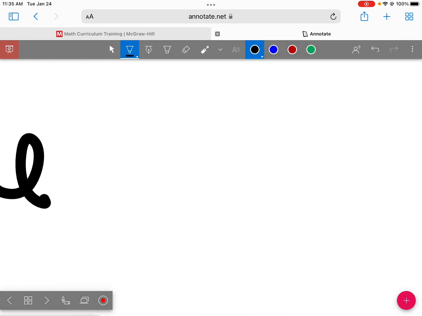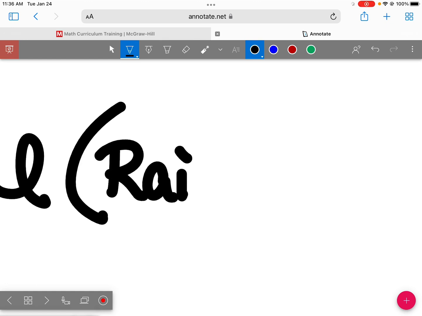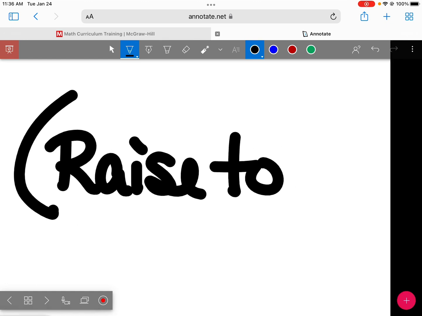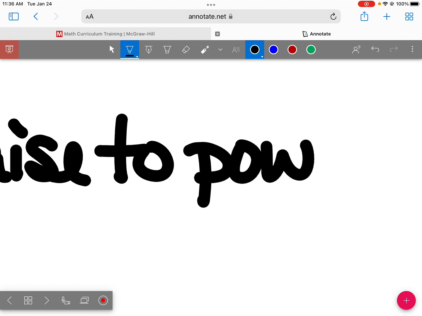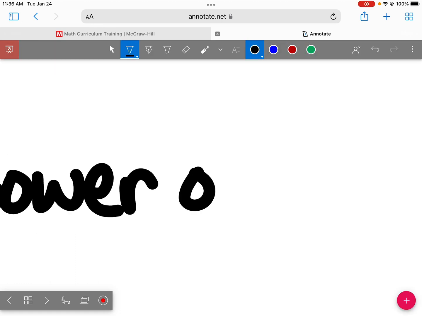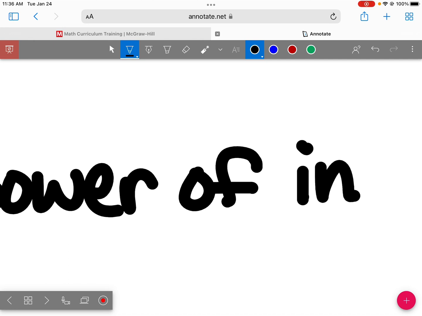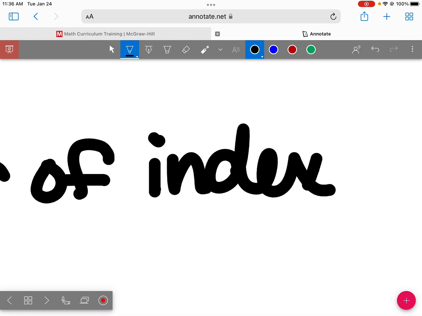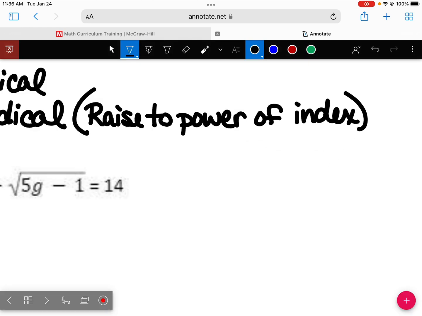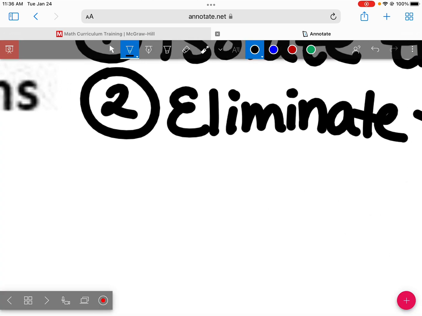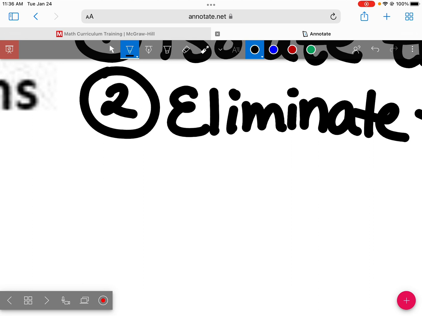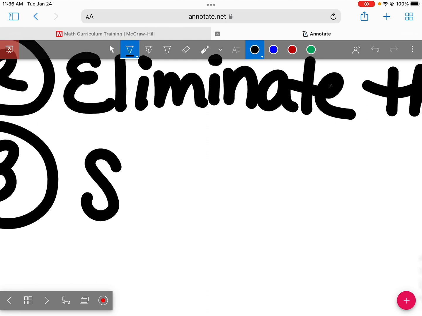If it's a square root, we're going to square it. What about if it's a cubed root? Then we'll cube it. We will raise it to the power of the index. Whatever the index is, that's what we're going to choose as our exponent. After we have isolated our radical and we've eliminated our radical, then we will solve and check.